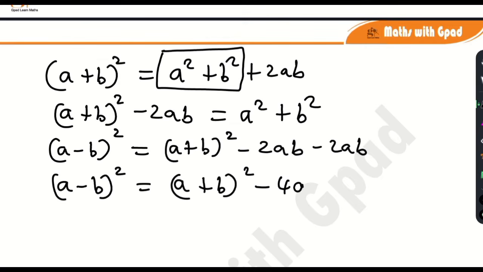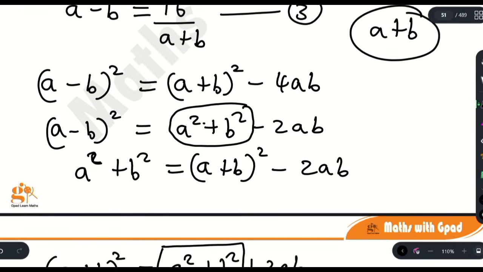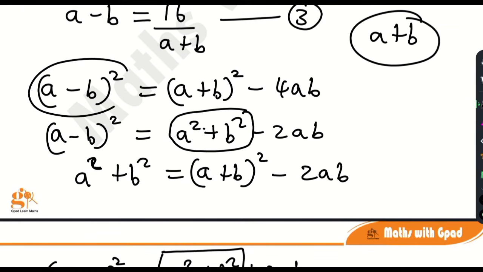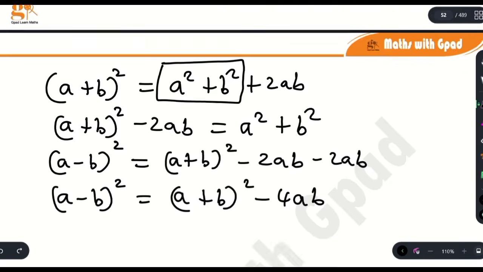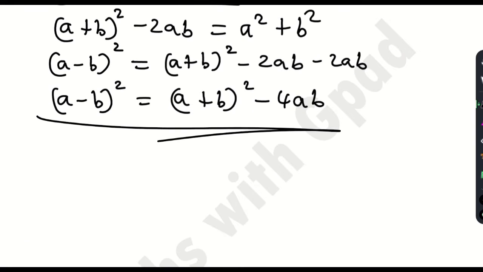Minus 4ab. So I've just shown you how I was able to get this algebraic identity, which is what? (a − b)² is equal to what? (a + b)² − 4ab. Now, this is going to be useful in helping us to get our answer. So let's proceed from this algebraic identity.